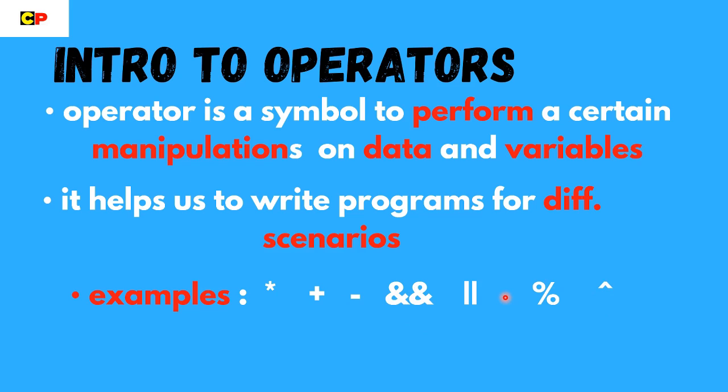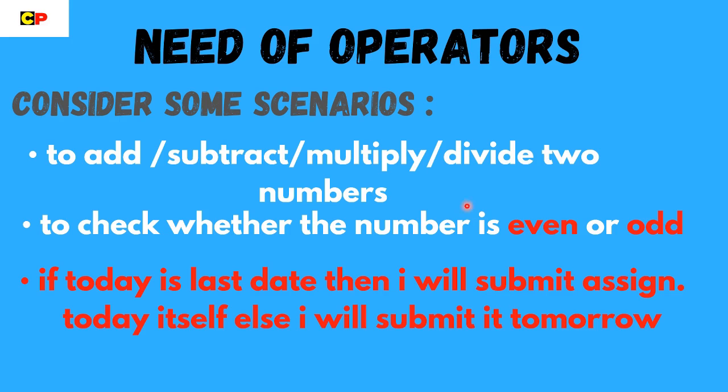Now moving on to the next slide, we'll discuss the need of operators, that is, why we need operators in the C language. To understand the need of operators from scratch, we will consider some scenarios. Suppose you want to write a program to add, subtract or multiply two numbers, then you need operators. And another scenario is if you want to check whether a number is even or odd, then again definitely you need operators to do that.